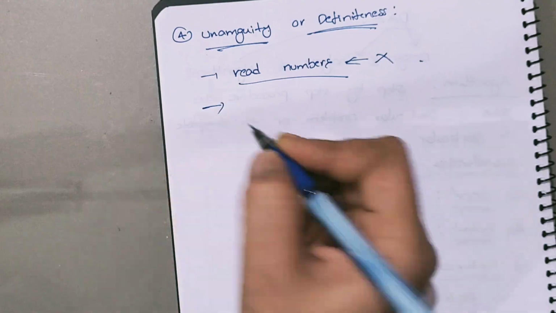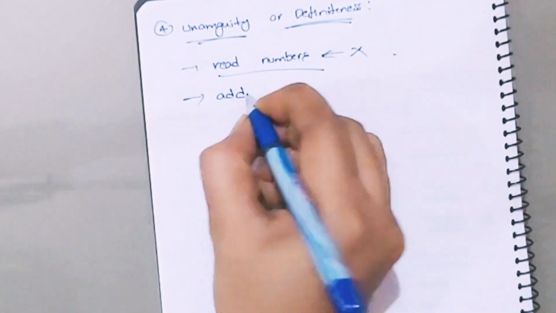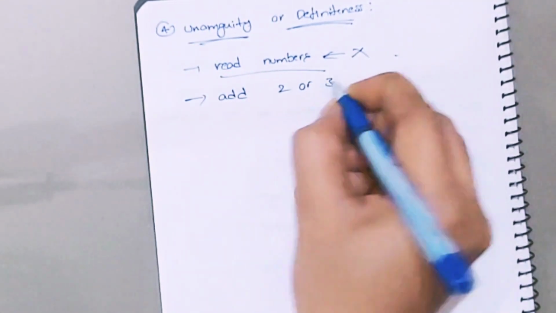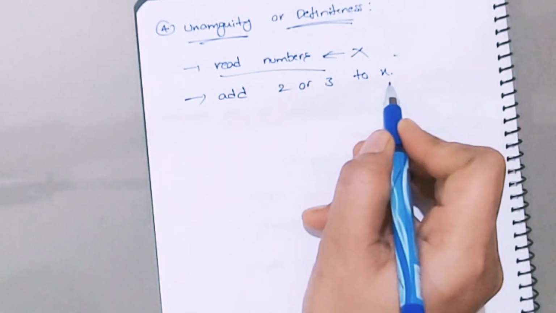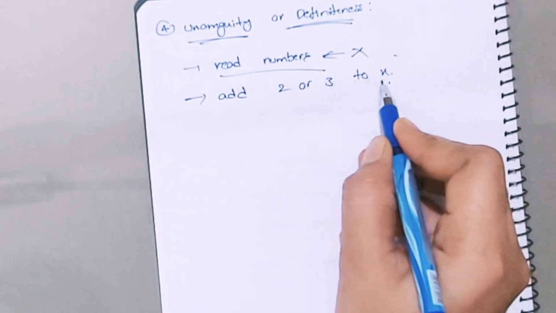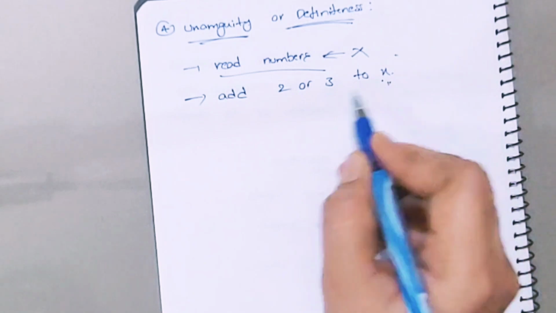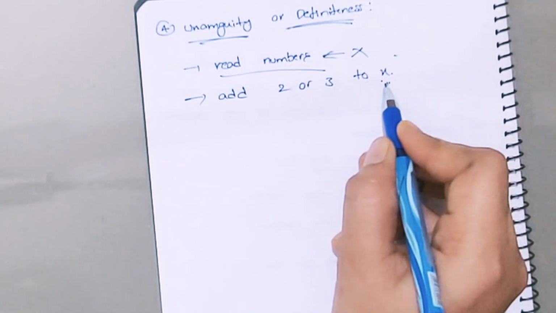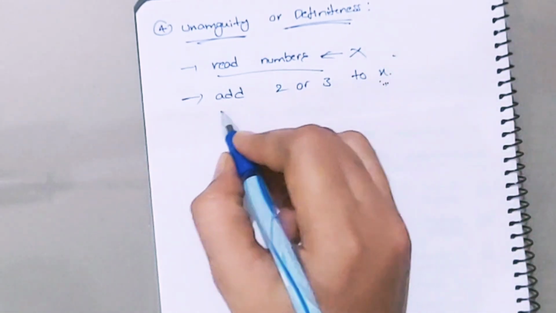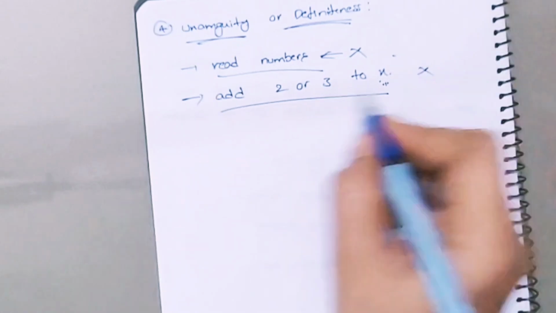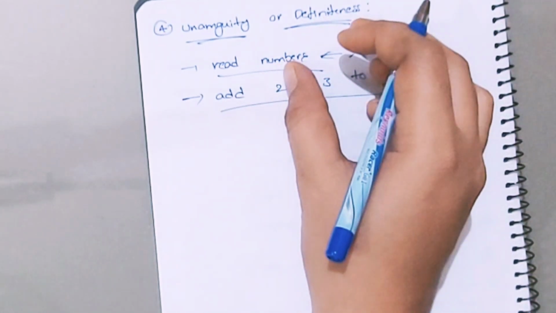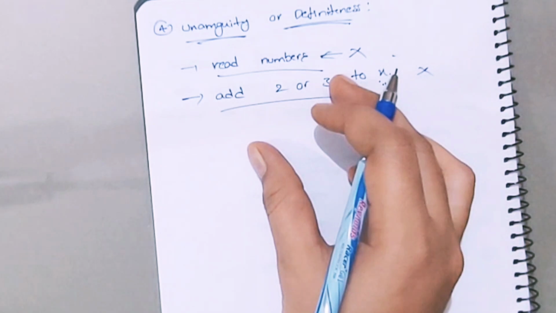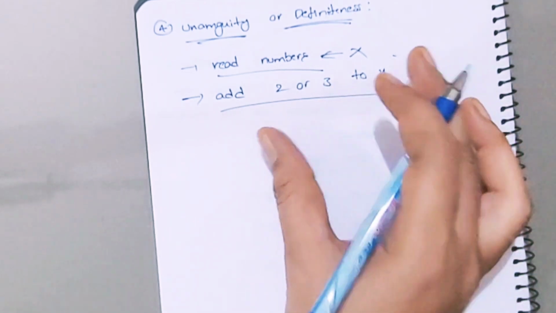One more example. "Add 2 or 3 to x." This means you want to add 2 to x or you want to add 3 to x. Which one do you want to add? And what is x? So this statement is not clear, right? So like this, you should not write confusing statements in your algorithm. Whatever statements you write should be in a clear format.